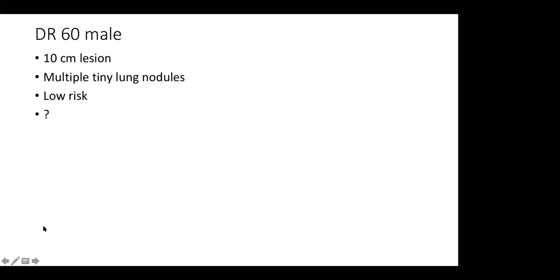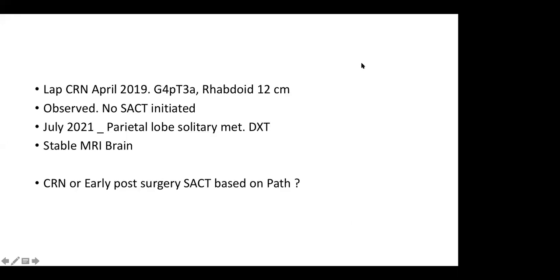And this is exactly a similar case, a 10-centimeter lesion, tiny lung nodules. He was low risk, right? So we went ahead. Again, you can see the pathology, G4 T3a, rhabdoid differentiation, 12-centimeter mass. He had a laparoscopic cytoreductive nephrectomy without much issue. No SACT initially, but 2 years later, similarly, a parietal lobe solitary metastasis, and radiotherapy has been done. He's stable so far. So the same questions come up again: should we have considered earlier SACT? We can discuss this towards the end of the talk.